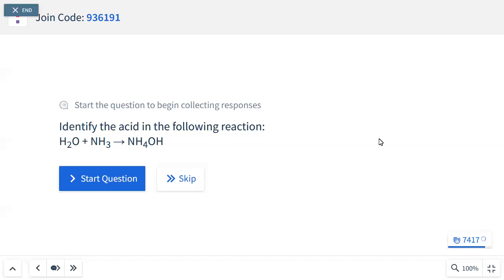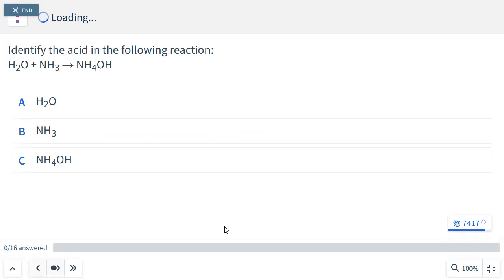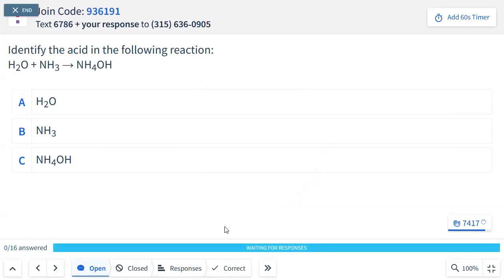So let's start today with a review question that we covered in Wednesday's lecture. I've got a chemical reaction here. Water and ammonia creating ammonium hydroxide. Which one of those three is the acid? Anyone still working?